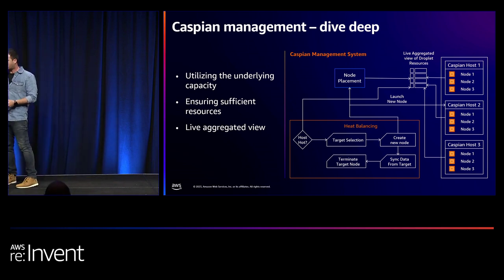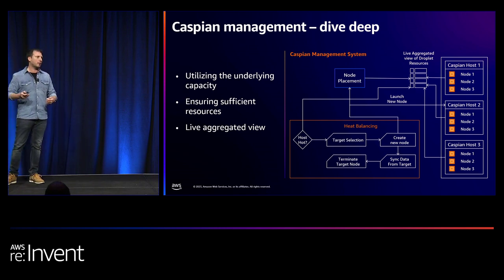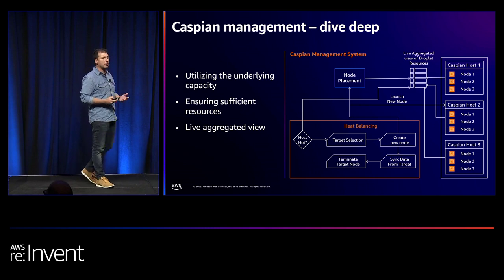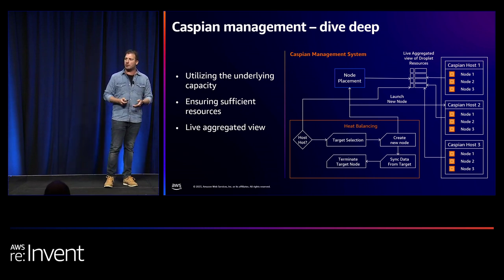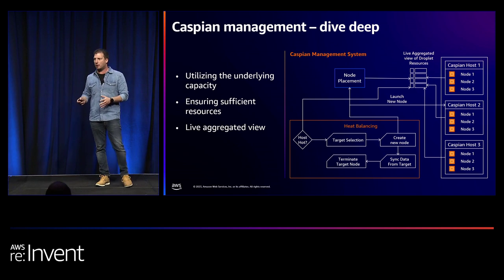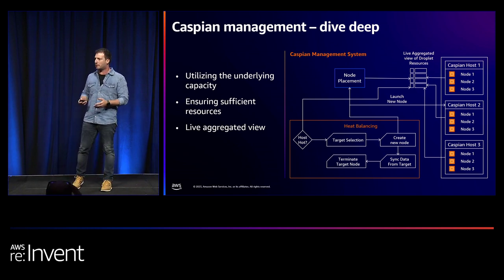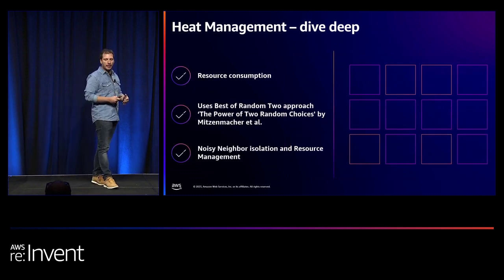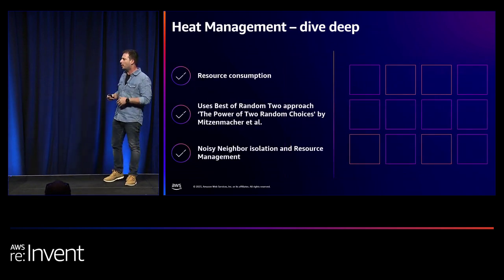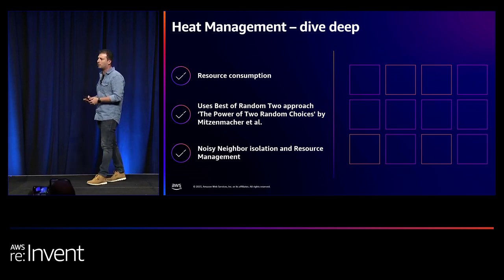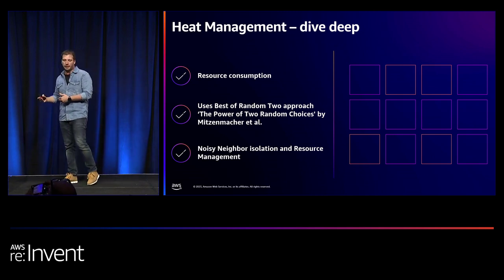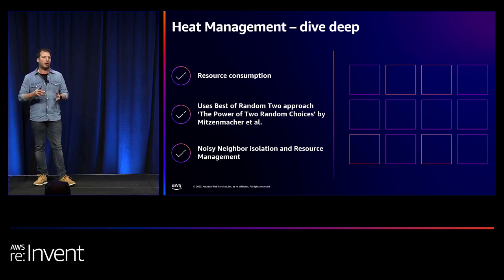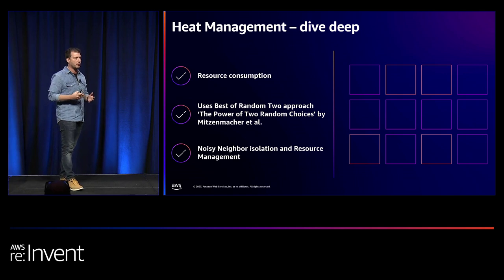Now, I mentioned very briefly that we run heat balancing, but let's understand more deeply how it actually works, what is the algorithm that we use to decide which of the cache nodes need to be migrated to different Caspians. We call it heat management, and the way it works is like this. When we are searching for a cache node to be migrated to a new Caspian, we are searching for the second hottest node in terms of resource consumption.